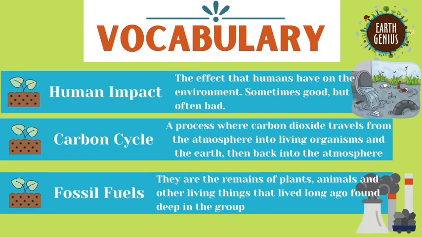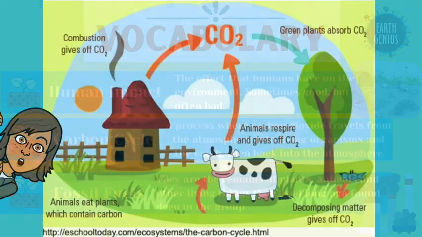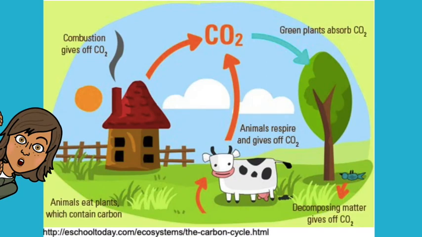Our next vocab term is carbon cycle. The carbon cycle is a process where carbon dioxide travels from the atmosphere into living organisms in the earth and then back into the atmosphere. The carbon cycle works by a balance between animals and plants. Animals, like humans, breathe oxygen in and breathe out a form of carbon called carbon dioxide.